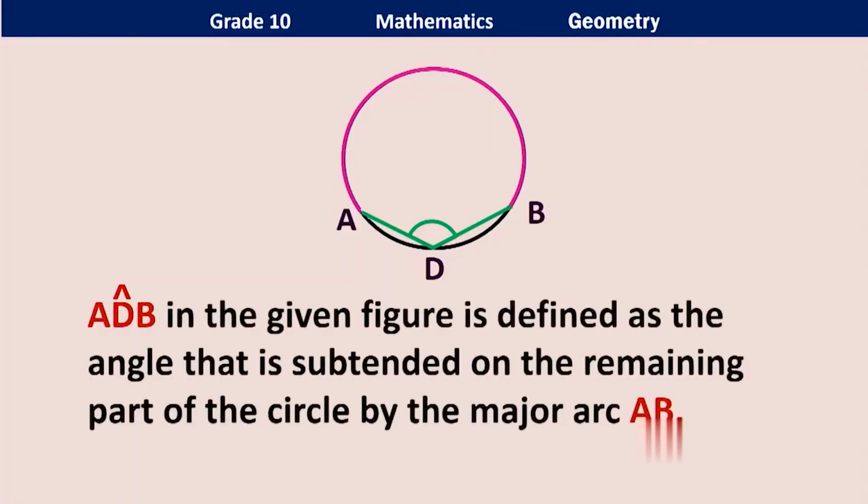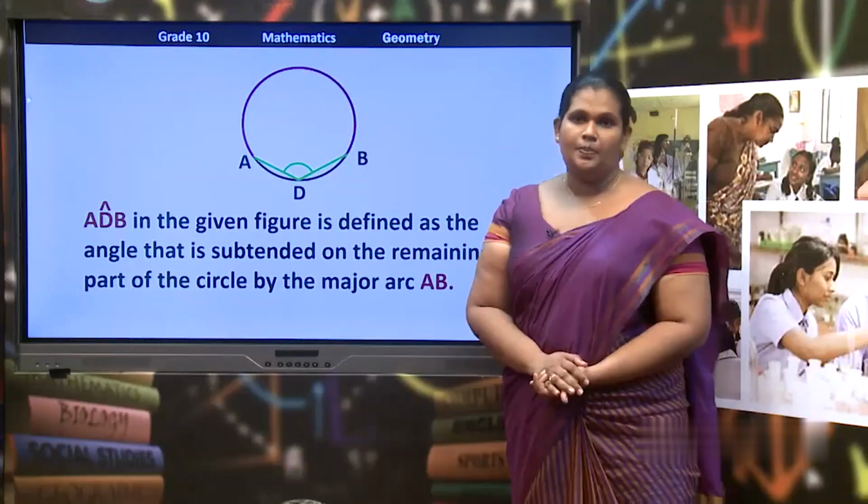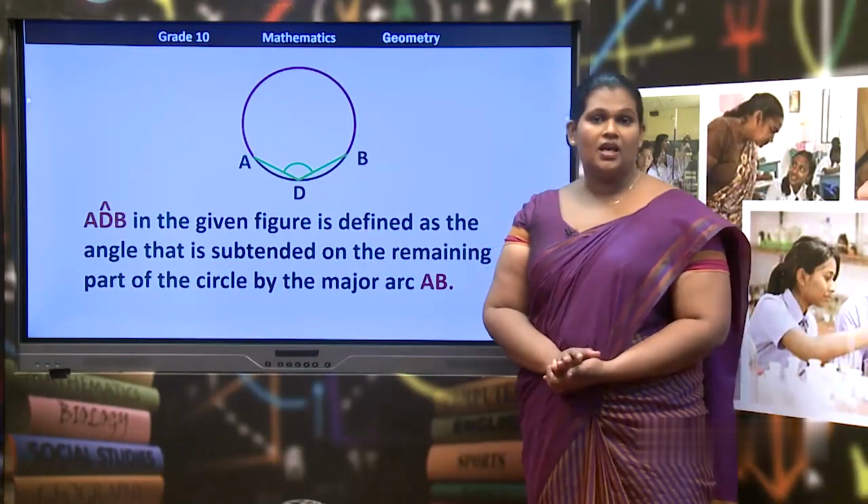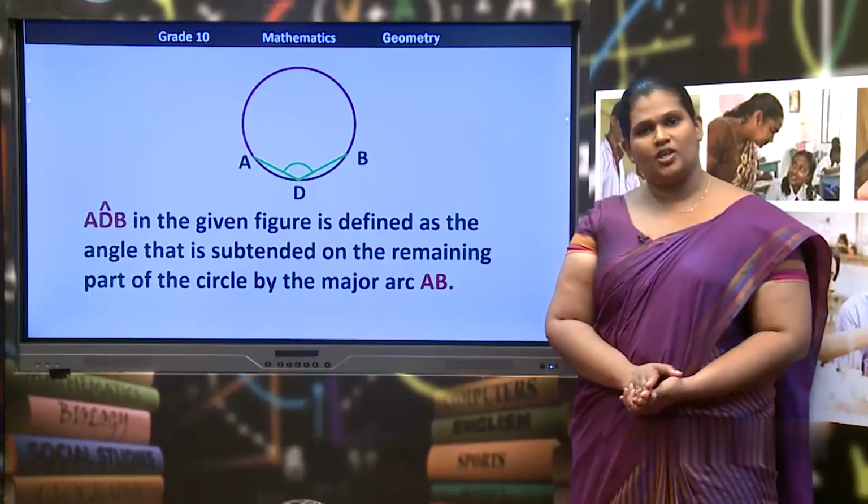Right. So, I can say angle ADB in the given figure is defined as the angle that is subtended on the remaining part of the circle by the major arc AB. By now, you know about the minor arc and the major arc.